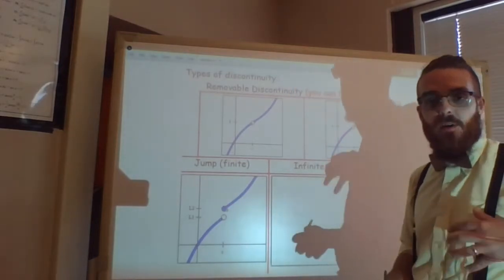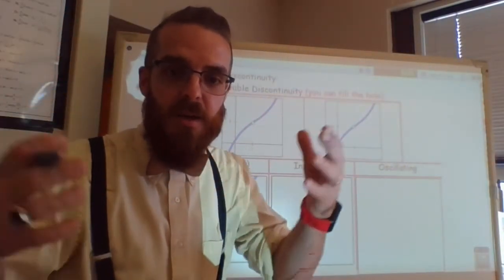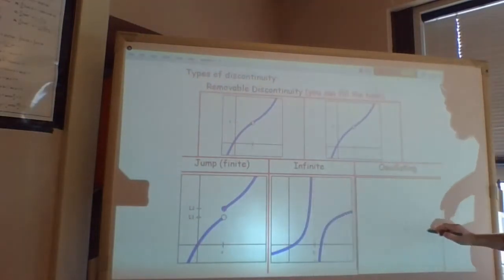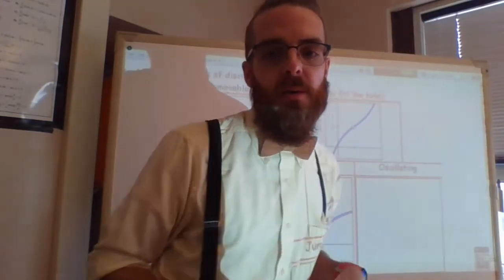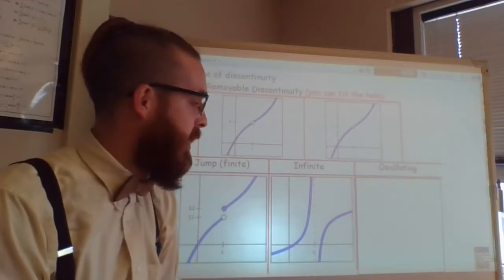An infinite discontinuity refers to the distance, again, between the left side of the discontinuity and the right side of the discontinuity. When we look at an infinite discontinuity, you know those as vertical asymptotes. So I'm telling you right now that instead of calling them vertical asymptotes, we're going to call them infinite discontinuities from here on out.